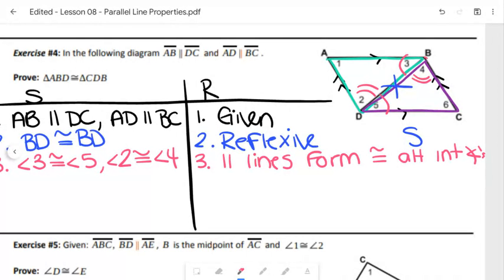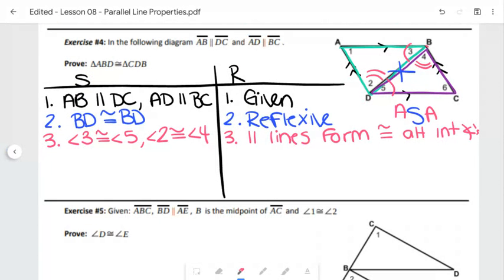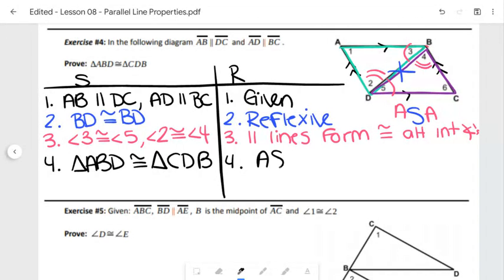So there's my 2 pairs of angles. Notice they were on each piece of the side. So at each end of the side, we have an angle and an angle. That means we are ready to prove that triangle ABD is congruent to triangle CDB by angle side angle here. So I've just proved the triangles with angle, side, angle.